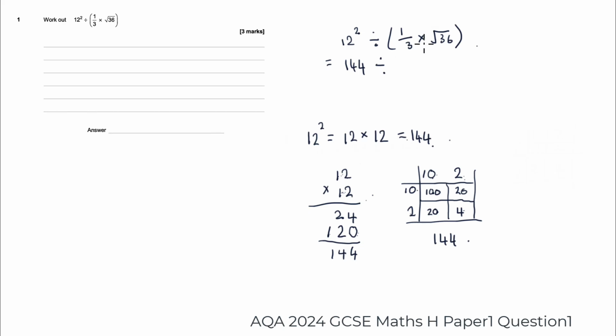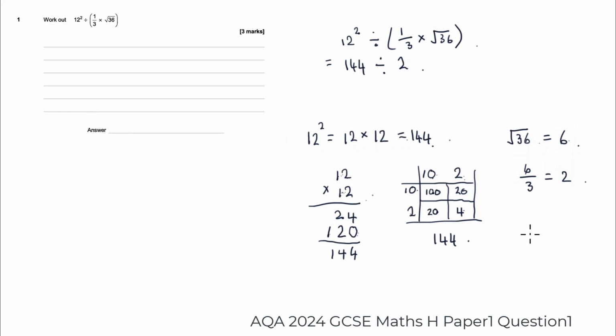Now let's tackle what's in the bracket. First of all, square root of 36. Now the square root means a number times itself gives you 36. 6 sixes are 36. So that's what the square root of 36 is. A third of that, we have to divide 6 by 3. Well, 3 goes into 6 twice. So in the brackets we've got a 2.